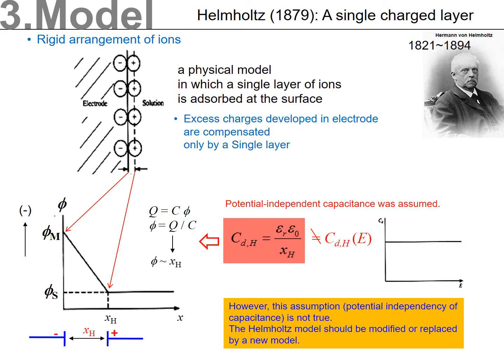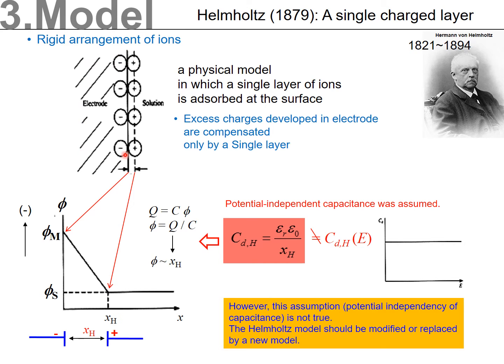In this subchapter 3, I'd like to give you a history of models for the electric double layers. The first model was given by Helmholtz in 1879, which is based on a single charged layer.